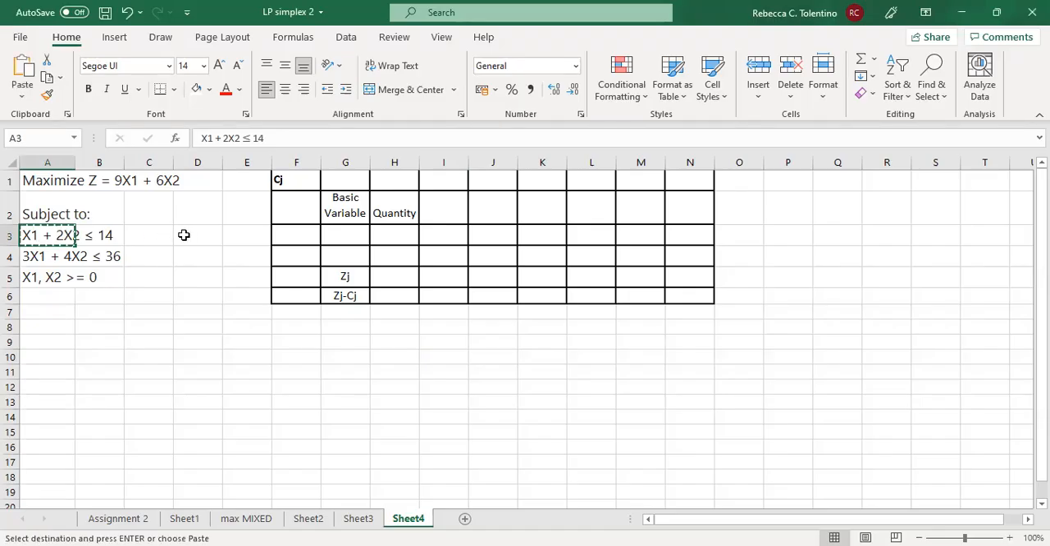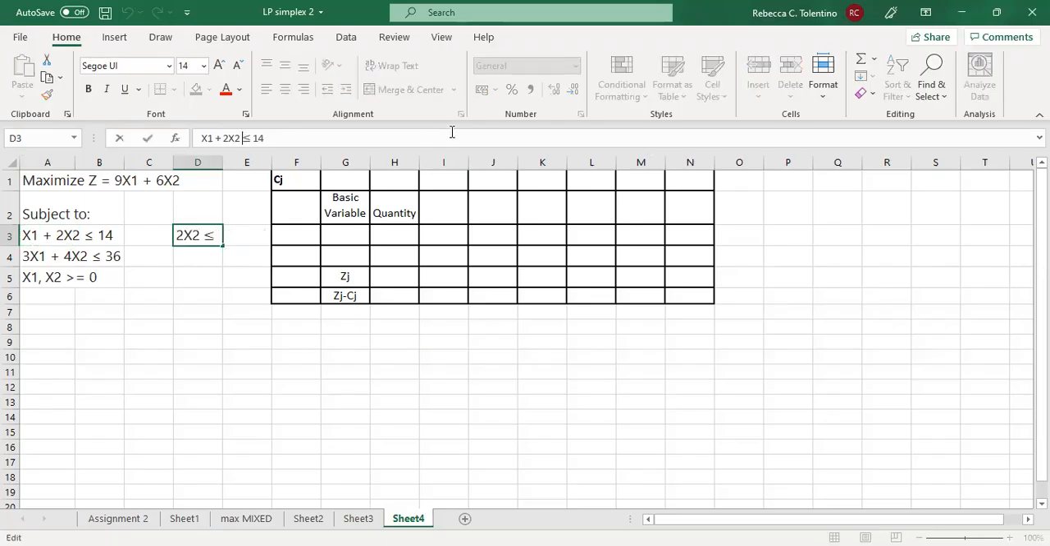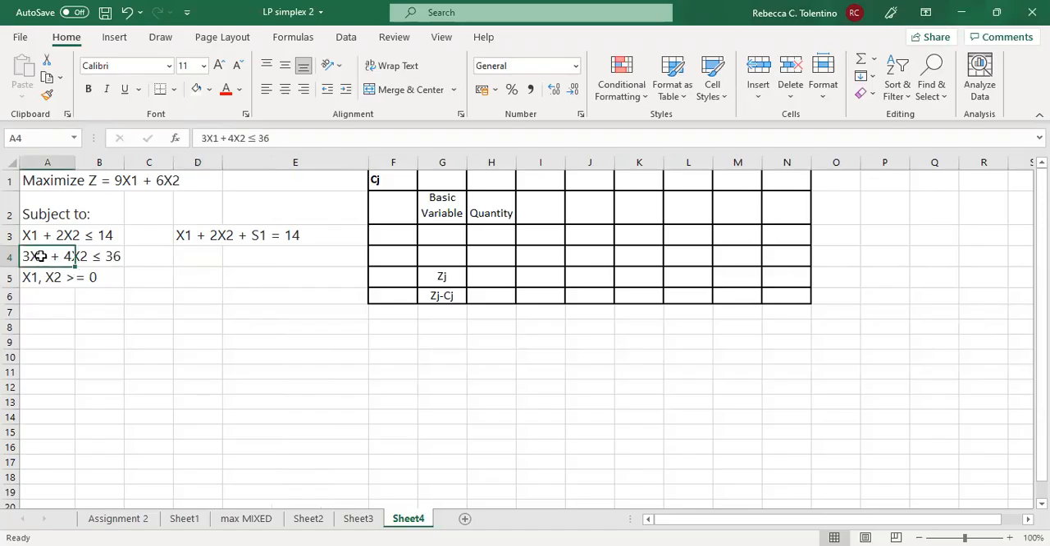Okay. So since it's a less than or equal to constraint, to convert the inequality constraint to equation, we will add a slack variable on the left side. So since it's the first slack variable that will be added to the model, we assign S1. Okay, so we add S1 on the left side and then change the symbol from less than or equal to, to equality. So we do the same for the second constraint. So instead of less than or equal to 36, we will add a slack variable on the left side. So we add S2, kasi pangalawa na siya, and then change the symbol to equality.